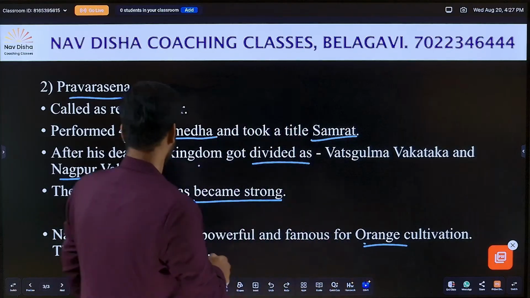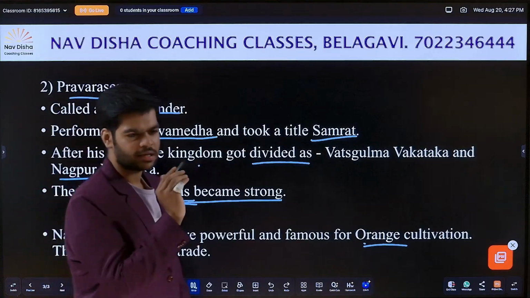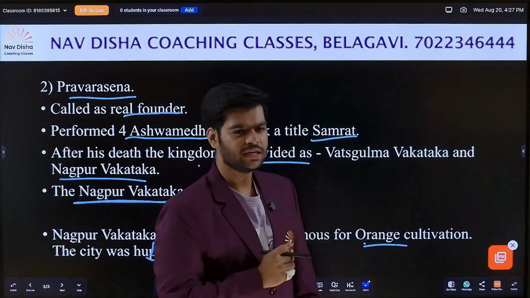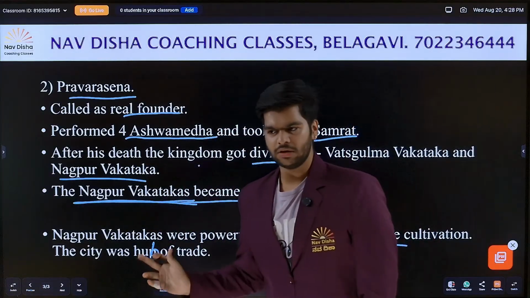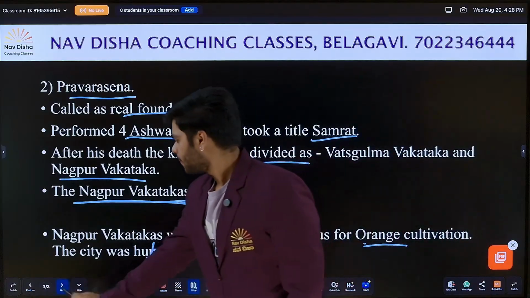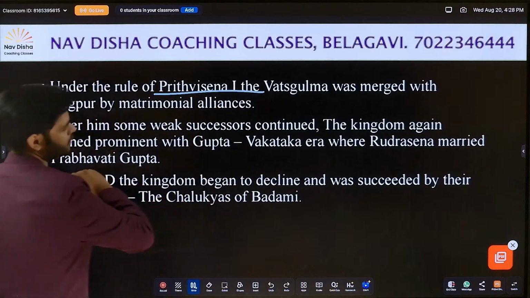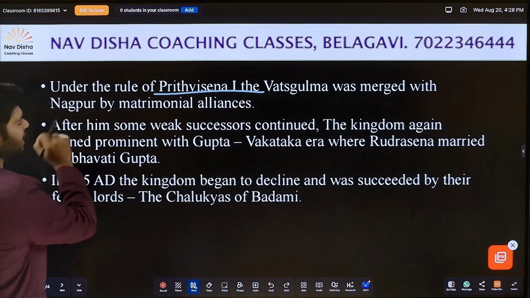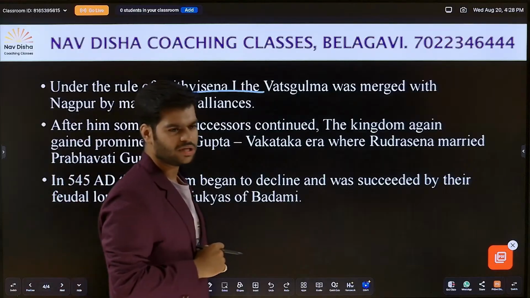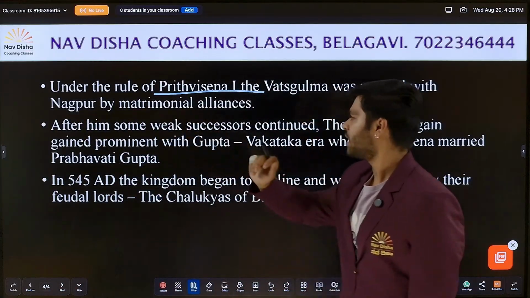The city was a hub for trade. Nagpur is almost in the central part of India, so North India and South India, they would come there to trade. Under the rule of Prithvi Sena I, the Vatsgulma was merged again with Nagpur by matrimonial alliances. So the kingdom was merged again.